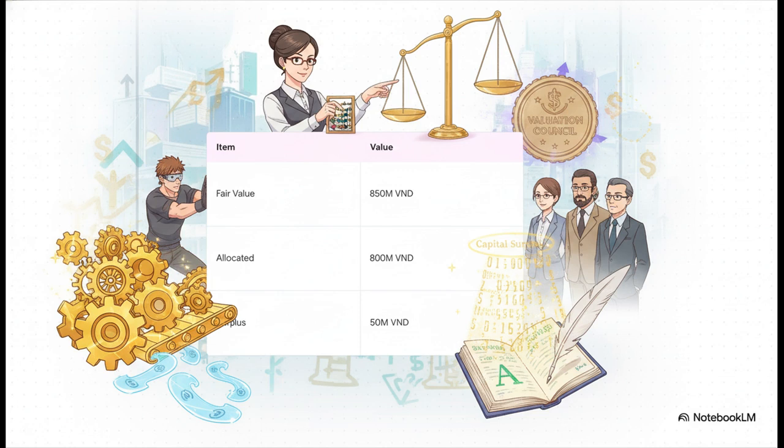But here's the catch. Member A was only allocated 800 million in charter capital in account 4111, so that remaining 50 million VND of fair value doesn't just vanish into thin air. It mathematically creates a capital surplus, which we credit directly to account 4112.